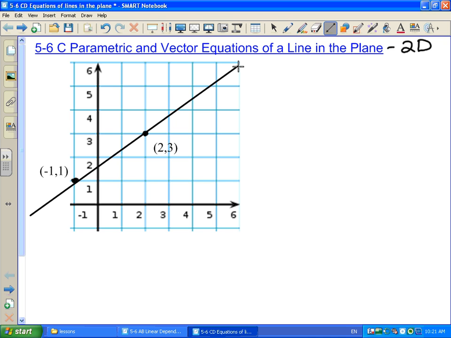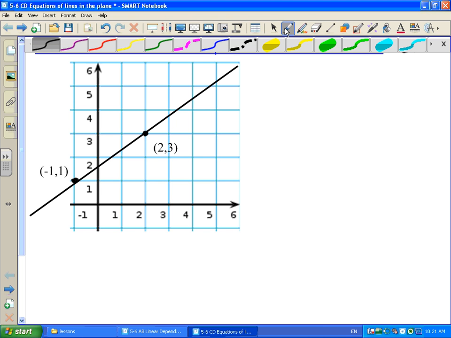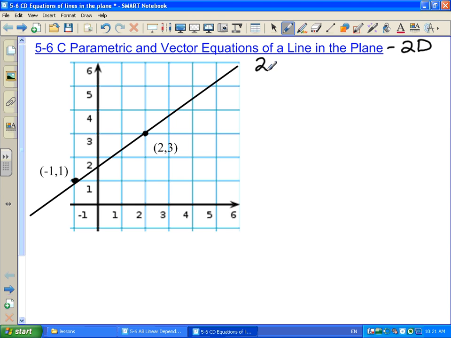How can we use the coordinates of those 2 points to come up with an expression defining this line, an equation for this line? Our 2 points sort of define the line in the sense that there's only one line that goes through these 2 points. How can we come up with a mathematical representation of this line using these 2 points?